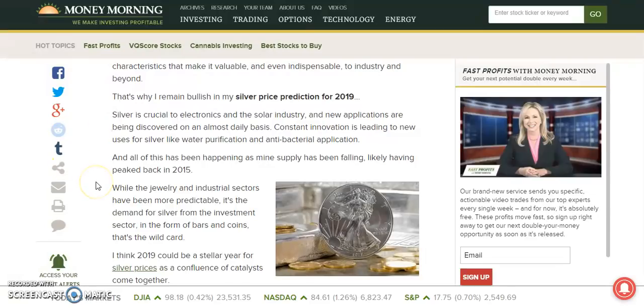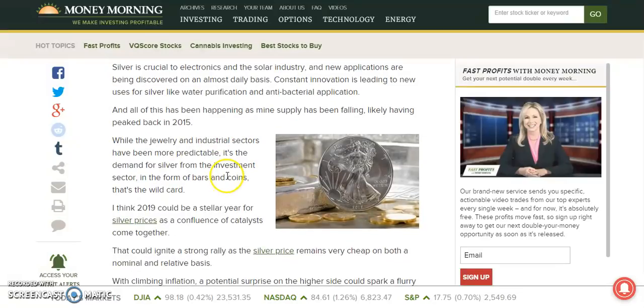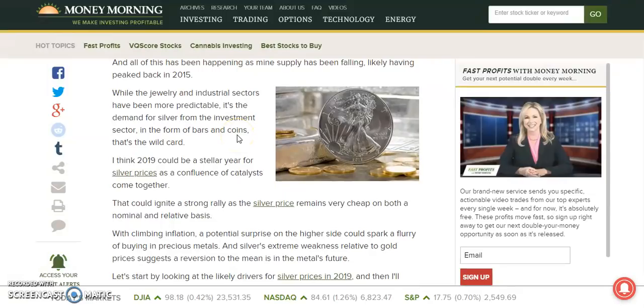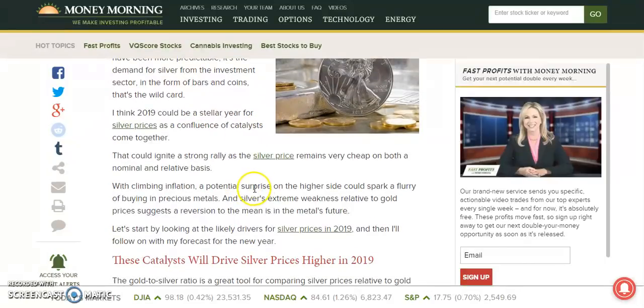And he says, and all of this is happening as mine supply has been falling, likely having peaked back in 2015. So he's talking about miners now because they're not seeing as much profit in it. While the jewelry and industrial sectors have been more predictable, it's the demand for silver from the investment sector in the forms of bars and coins that's the wild card, which I was just explaining. I think 2019 could be a stellar year for silver prices as a confluence of catalysts come together. This could ignite a strong rally as silver price remains very cheap on both a nominal and relative basis.